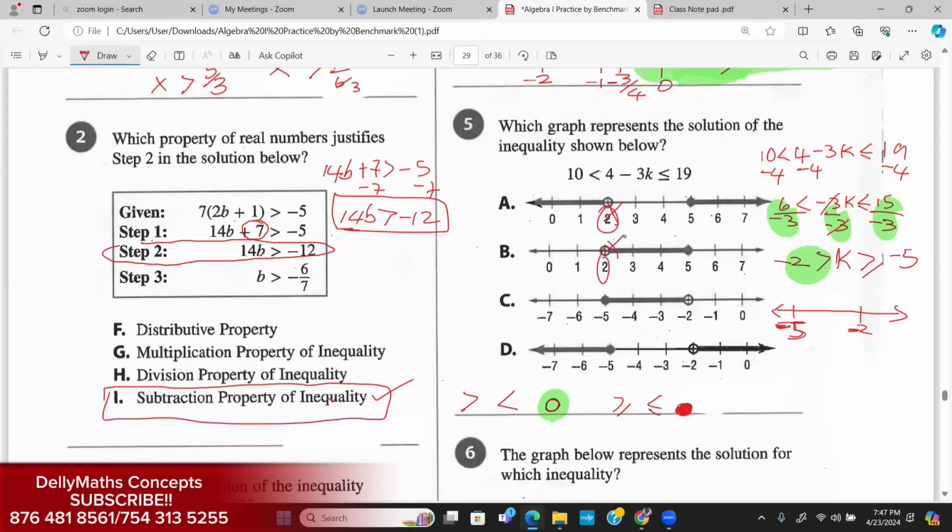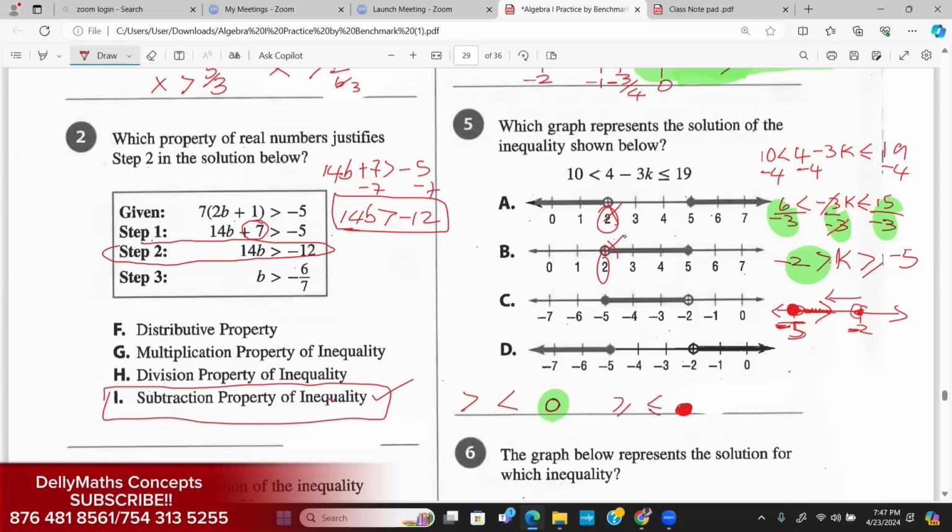Let us take a look at what's going on. Now, if you read this, right, it is suggesting here that k must be greater than negative 5. If you're greater than anything on your number line, you're stepping to the right of it, like this. So at negative 5, we're looking for a closed, shaded circle, and we're heading that way. And then k is less than 2. And when you're less than something on the number line, you go that way.